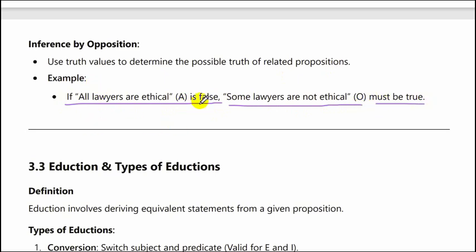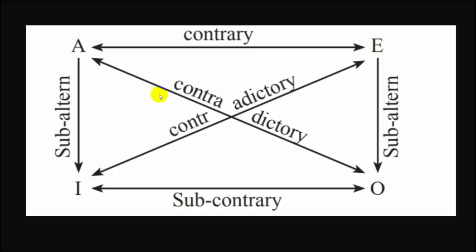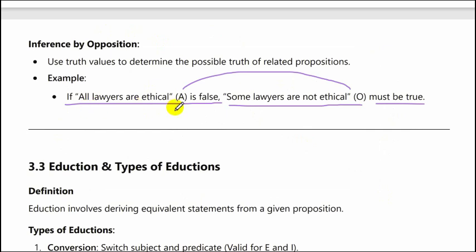If A is false in the A proposition, then the O must be true because they are what? Contradictory. They have a contradictory relation. So if one is true, the other has to be false. If A is true, if all lawyers are ethical, then the O will be false. If all lawyers are ethical, then we cannot say that some lawyers are not ethical. That will become false. And if this is false, then this will become true.